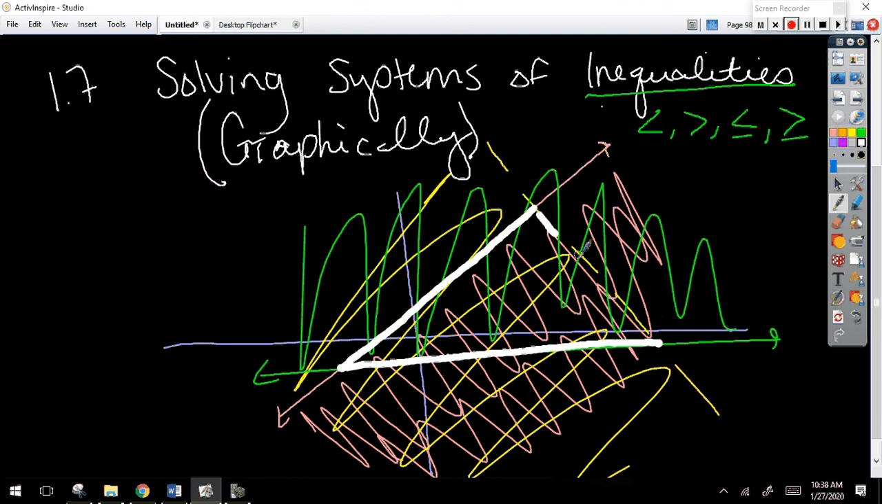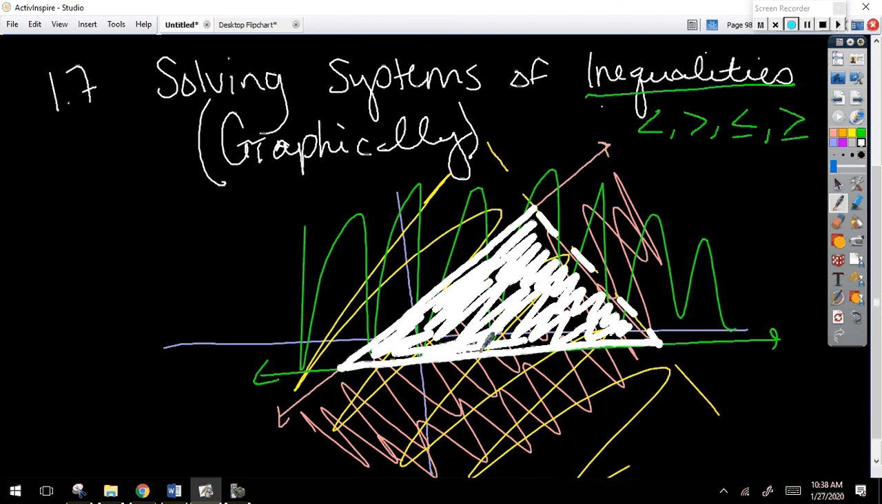So if you notice, I have this triangle in the middle. And it's bounded. It's bounded on two of its three sides with a solid line, and it's bounded on one of its sides with a dashed line. What does that mean with the dashed line there? It can't include that, right? So it does not include that.